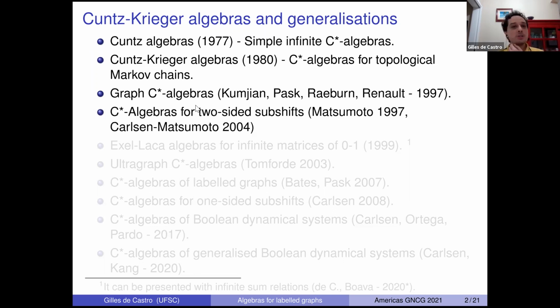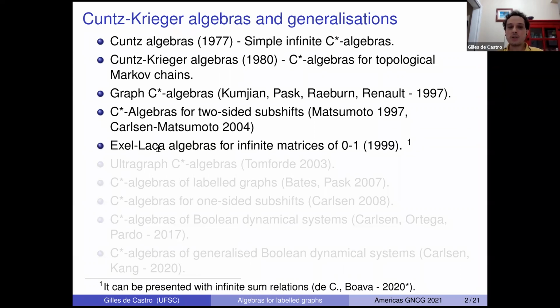Another kind of generalization of these Kunz-Krieger algebras is the work of Matsumoto, where he was looking at these two-sided subshifts in general. So there was a small mistake, I think, in his earlier work, and then together with Carlsen, they corrected this mistake. So there are actually two versions of the Matsumoto algebras.